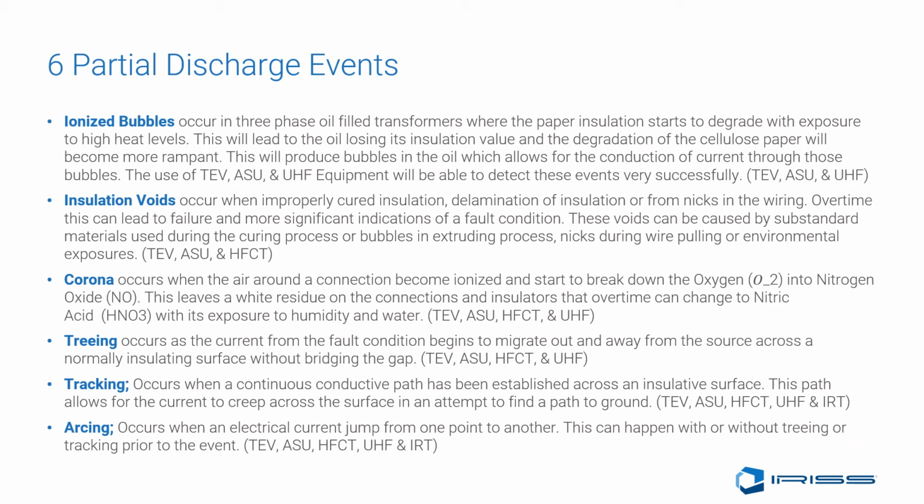There are 6 types of partial discharge that can be detected using TEV or ASU devices. Infrared will pick up 2 of these, which in turn helps to prove the exact fault condition occurring inside the asset by process of elimination and correlation.